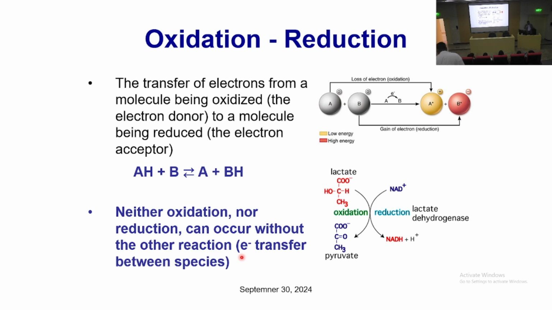One popular example of the oxidation reduction reaction is the conversion of lactate to pyruvate. Here we have what we call a coenzyme. You will get more information about this in the future. But this coenzyme is needed because it is an acceptor of hydrogen. So the NAD positive receives the hydrogen and becomes reduced. The lactate gives the hydrogen to this NAD positive and becomes oxidized. So this side of the reaction is an oxidation reaction, and the other side of the reaction is a reduction reaction.